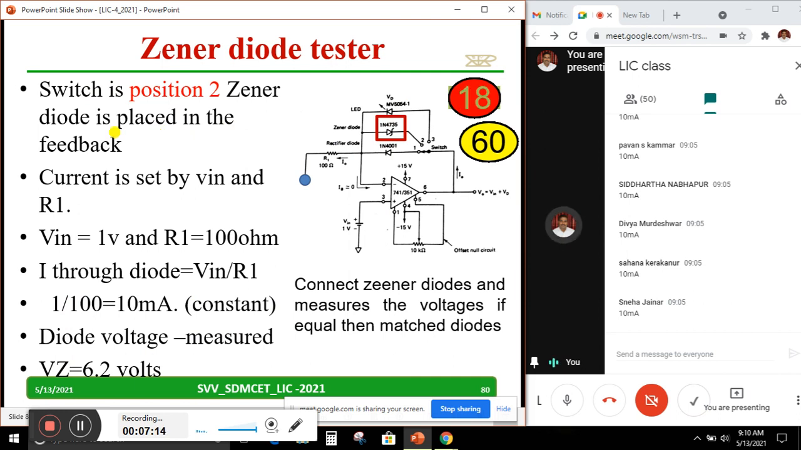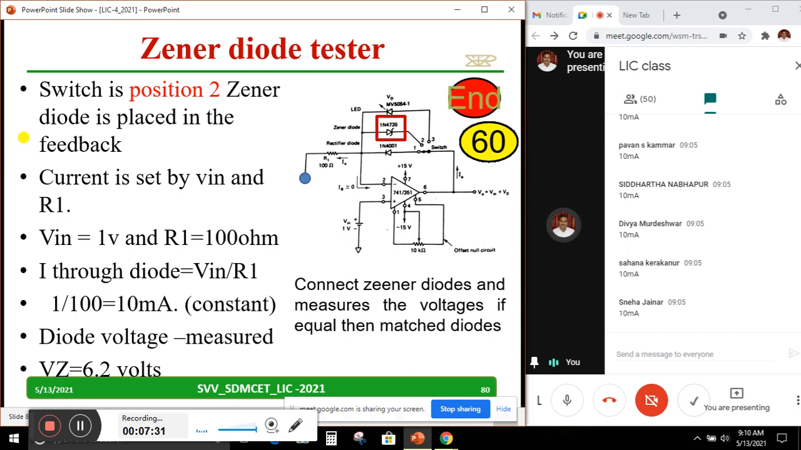Only 2 lines you are supposed to copy. I will take another 10 seconds for you to copy down. The Zener diode is connected and the voltage is measured. If the voltages are the same, then I can say those are matched, because the current is the same.